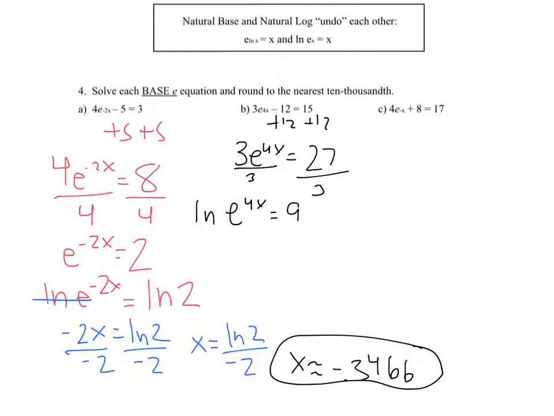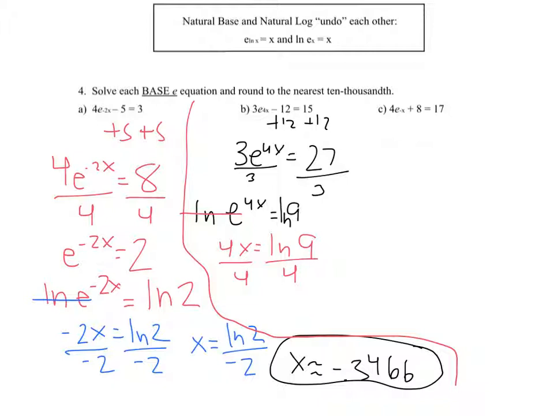I'm going to take the natural log of both sides, and that's going to make it to where my natural log and my e are gone. I have 4x equals the natural log of 9. I'll divide both sides by 4, and again, I can put this directly into my calculator, and if I type in ln of 9 divided by 4 and round correctly, that's going to give me x equals 0.5493 is my final answer.